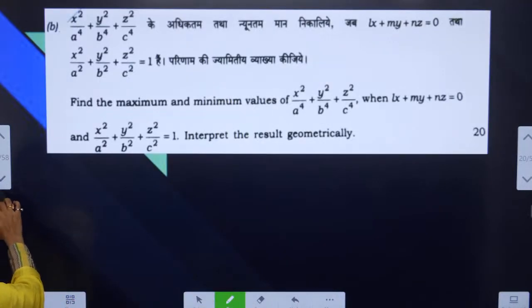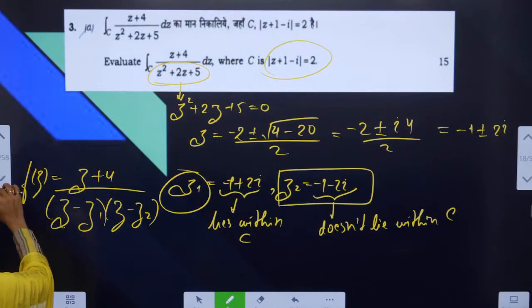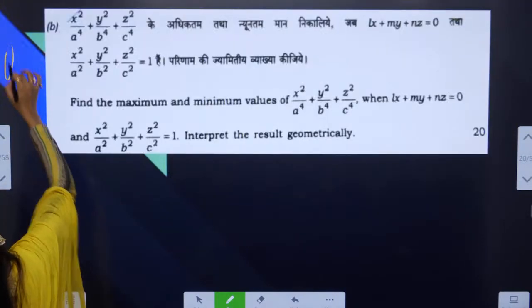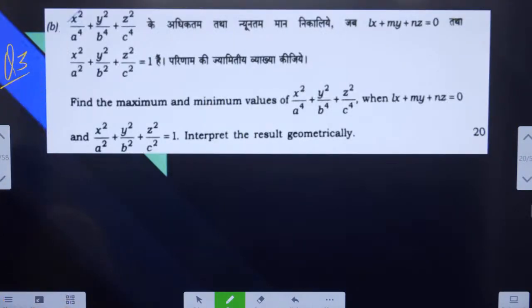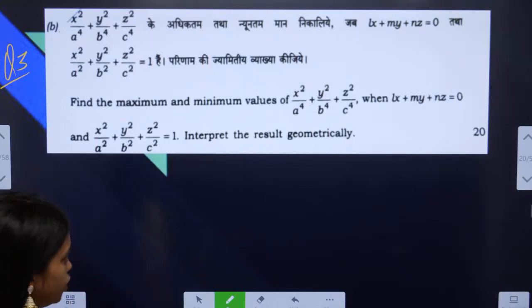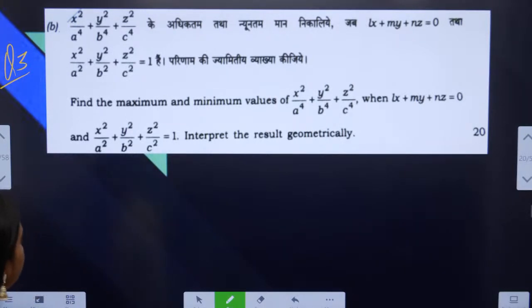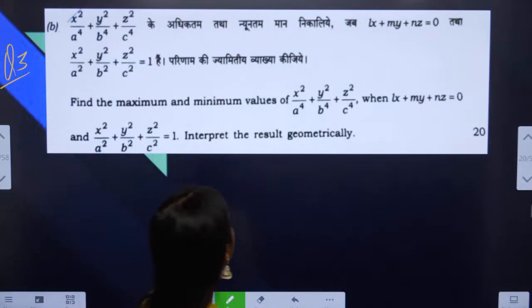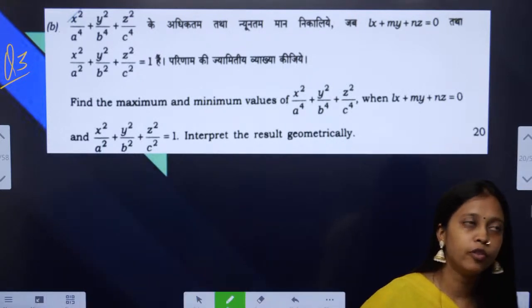Now, this is the third question, B part. What is given to you? Find the maximum and the minimum value of this expression when Lx plus My plus Nz is equal to 0, and interpret the result geometrically. You have to find the maximum or the minimum value of our expression.